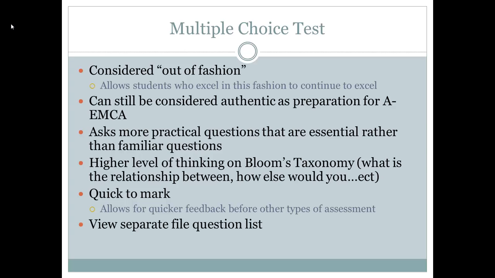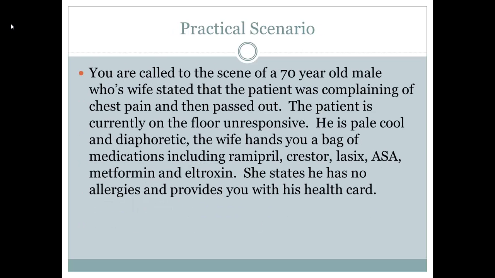And then I've also included my sample multiple choice test. It's just in a separate Word document that you guys can check out at the end of this presentation. So the third phase of the assessment is a practical scenario.